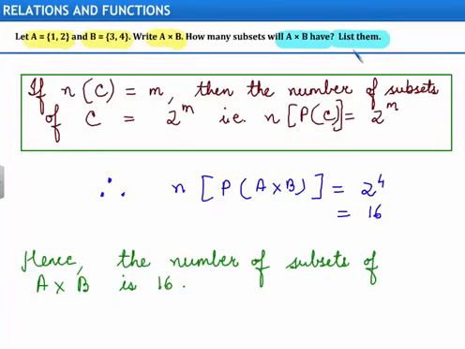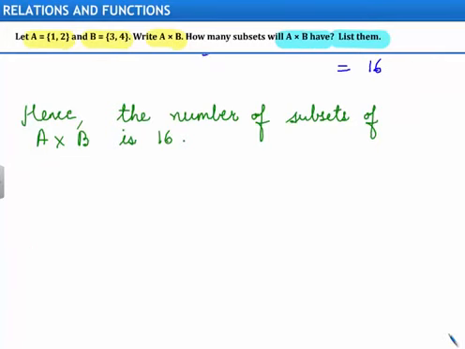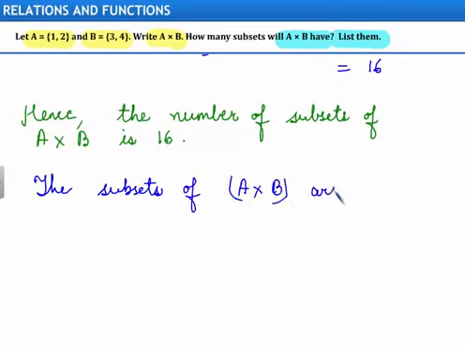Next we have to list down the subsets of the Cartesian product A cross B. So the subsets of A cross B are as follows.